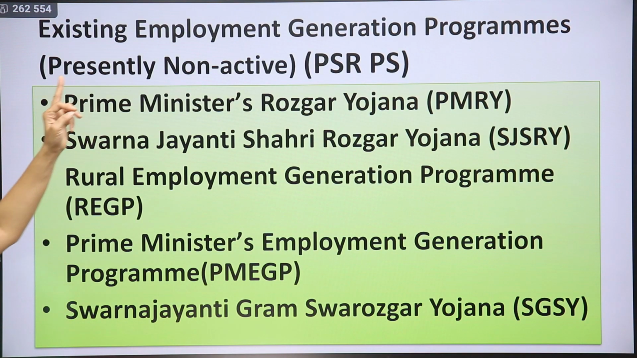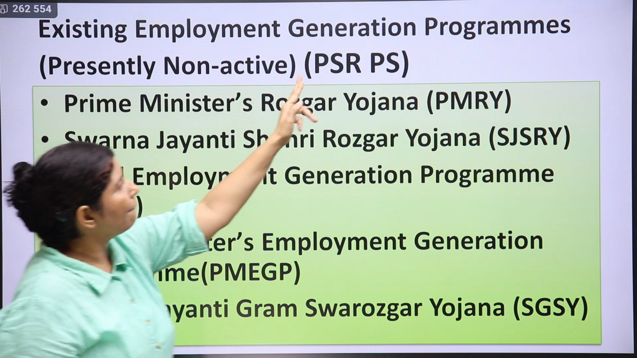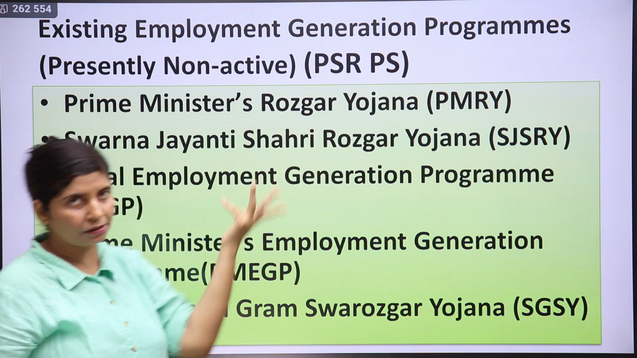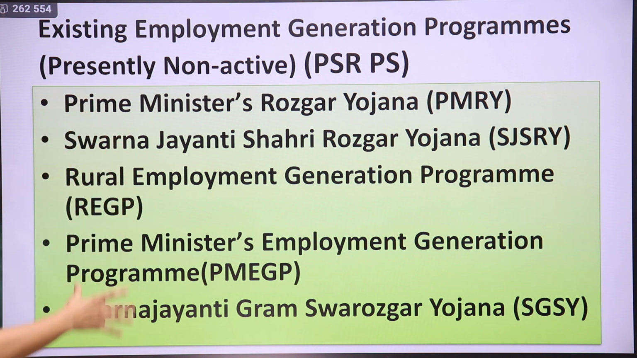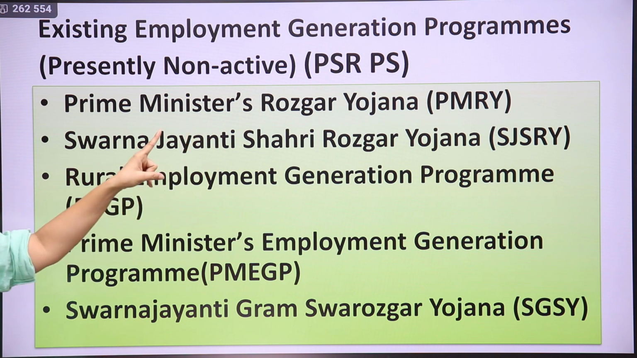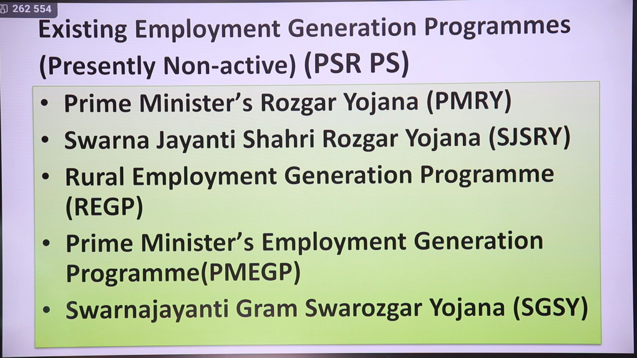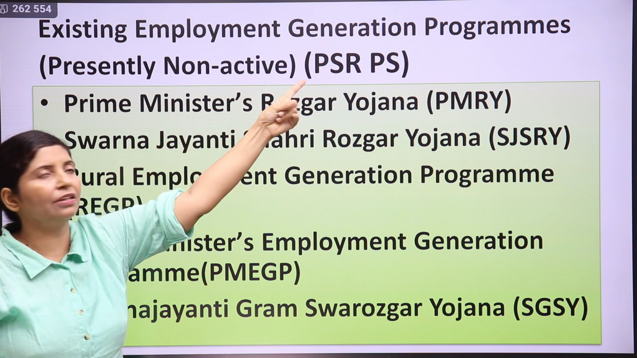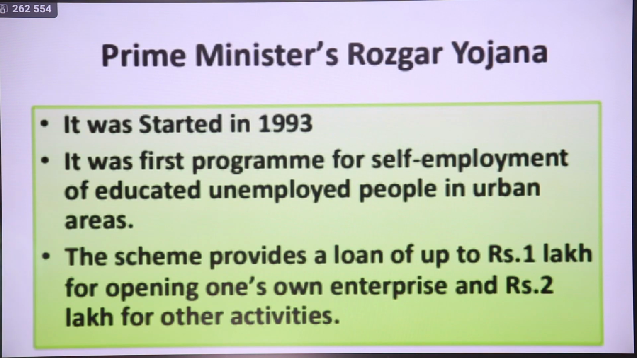Let's discuss the existing employment generation programs that are non-active. Right now they are not operational, and the code for that is PSR, PS or PASR, PAS. You can call it anyway, and you can memorize all these schemes through this code. P for Prime Minister Rozgar Yojana, PMRY, then S for Swarna Jayanti Yojana. Likewise, we have other schemes, and we can remember them with the help of this code. You need to practice this code twice or thrice, and we will memorize them all. Okay, let's discuss them one by one.